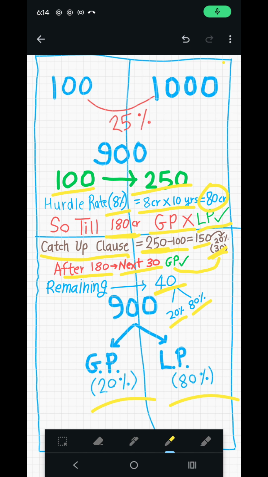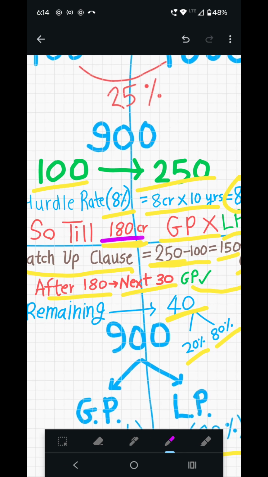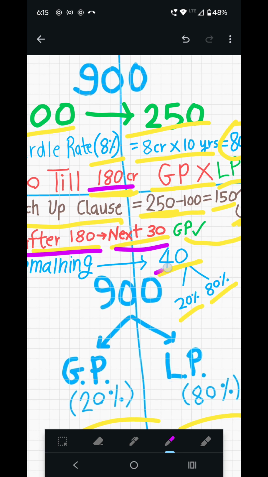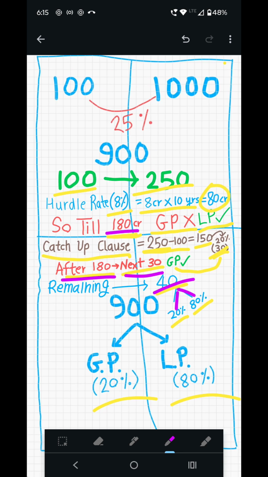So to sum up, 100 was turned into 250, 80 was the hurdle rate. So 180, which was the hurdle rate, so if you subtract 250 minus 180, so leftover is 70. Then after 180, 30 is gone to GP, so 210. Then 40 is left over, so that will be divided. So I hope it's clear.